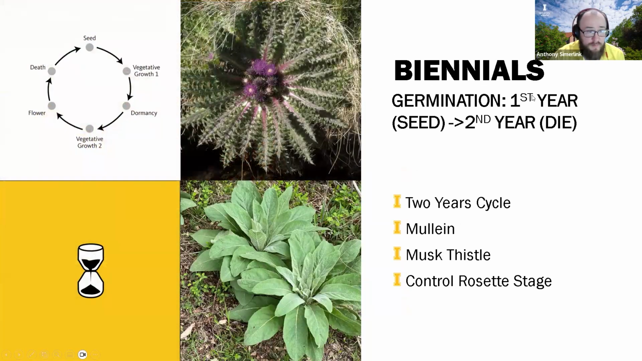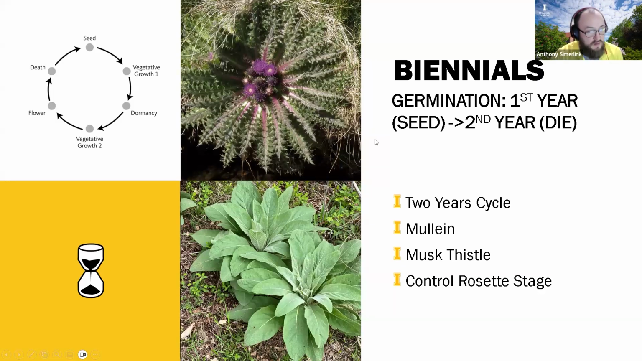So now we'll talk about biennials. Biennials start one year, produced from seed. They'll produce vegetative growth, which this right here is a musk thistle, and this has some flowers here, so this is probably a second year musk thistle. It will produce this rosette, and that's a common theme with a lot of biennials, is they'll produce these rosettes.